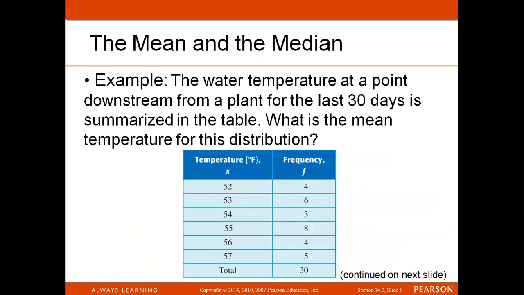Another example. The water temperature at a point downstream from a plant for the last 30 days is summarized in the table. What is the mean temperature for this distribution? Here we're given temperatures and frequencies. We had a temperature of 52 degrees Fahrenheit on 4 different days, 53 degrees on 6 days, 54 degrees on 3 days, 55 degrees on 8 days, 56 degrees on 4 days, and 57 degrees on 5 days. If you sum the total frequencies, you'll get 30, which is good because there were 30 days.